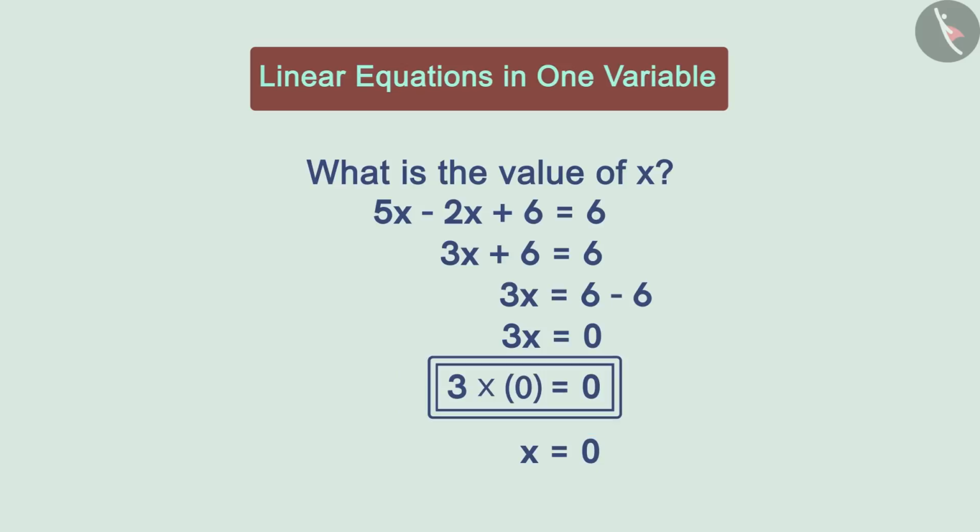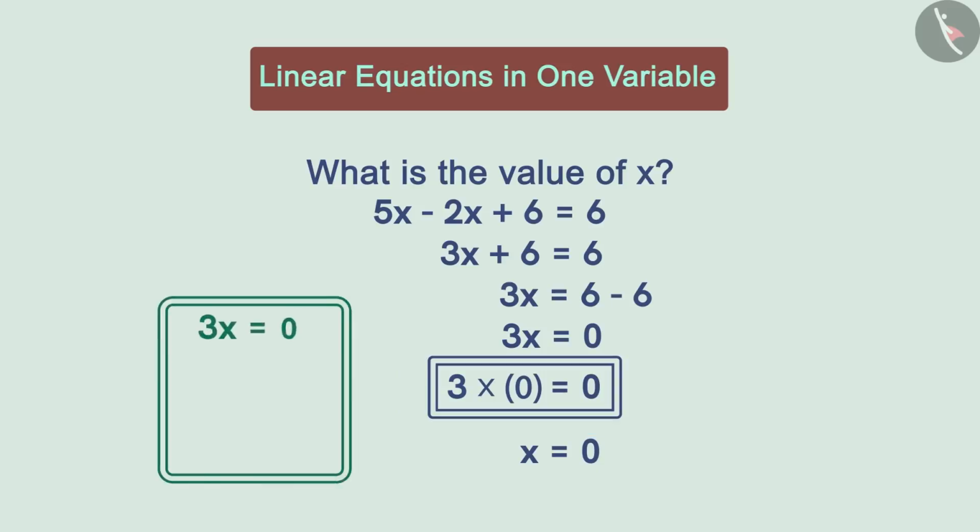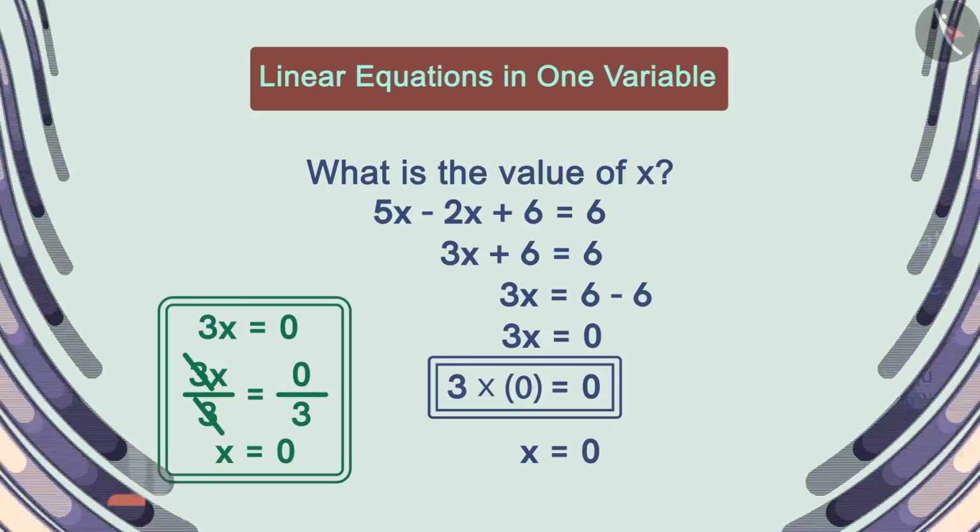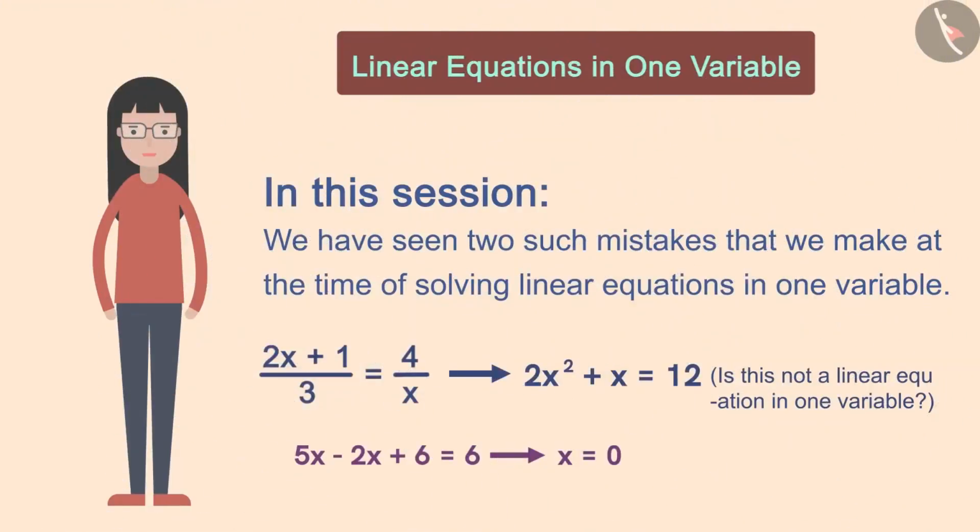There is one more method to find this answer. In this equation, we divide both sides by 3 and then we find 0 by 3 on the right-hand side, which is equal to 0. We get x is equal to 0. So in this session, we have seen two types of mistakes that we make when we solve linear equations in one variable.